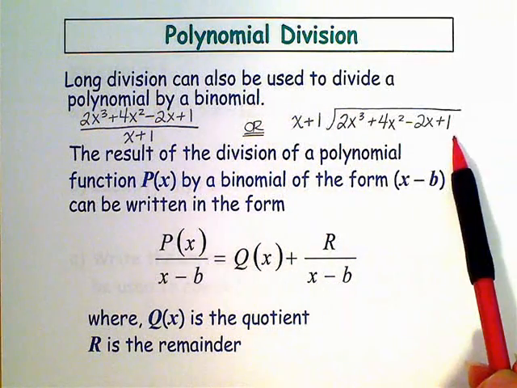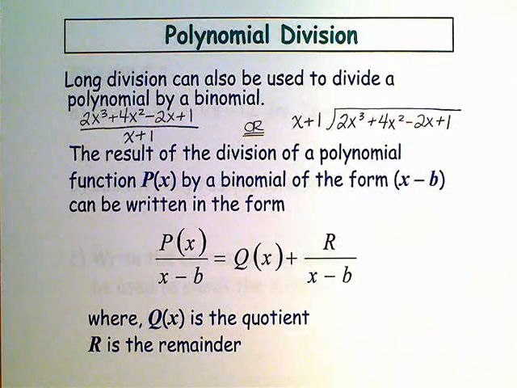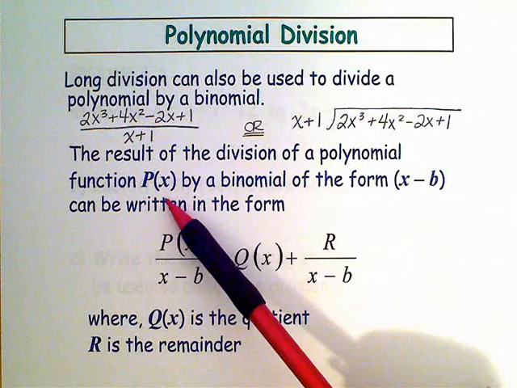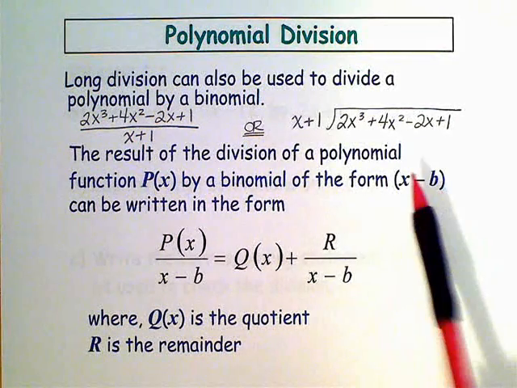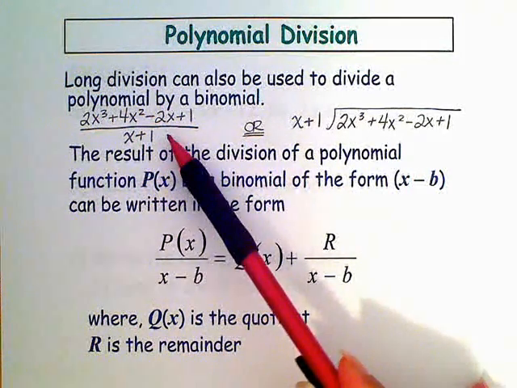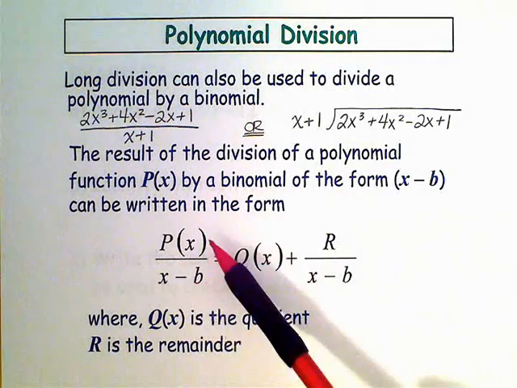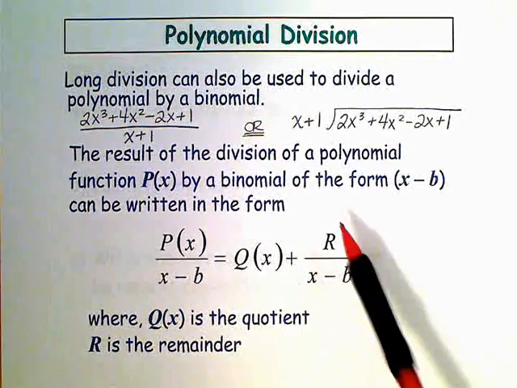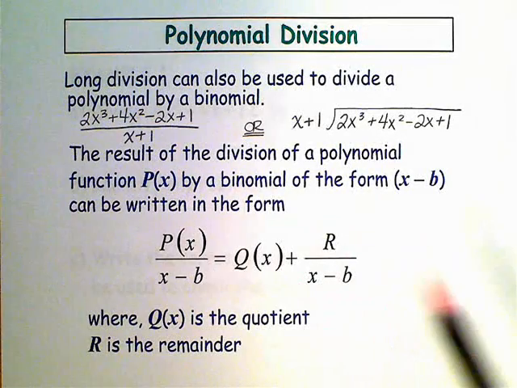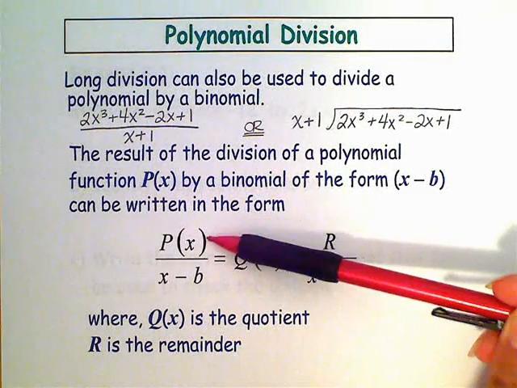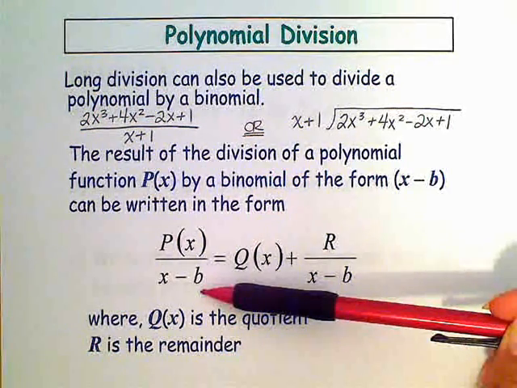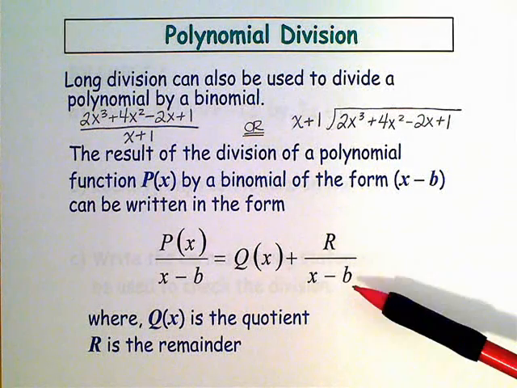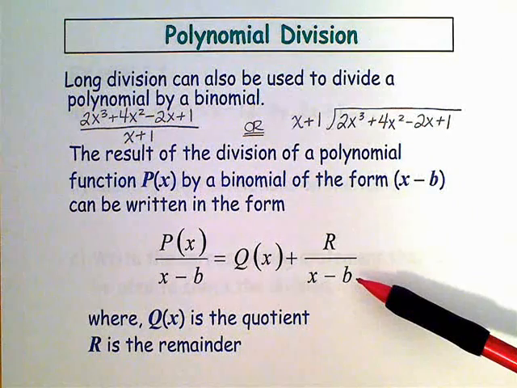And so what would happen is that the result of the division of a polynomial function, p of x, by a binomial of the form x minus b, much like the one we saw, can be written in the form p of x divided by x minus b equal to q of x plus r over x minus b. So what this means is if you take the polynomial and you divide it by the binomial, you'll end up with a quotient plus some remainder over the binomial that you started with. So it's the same idea.